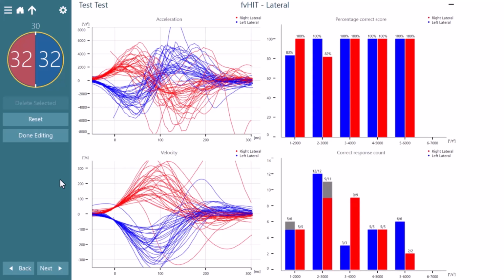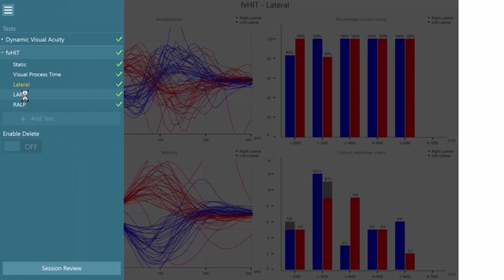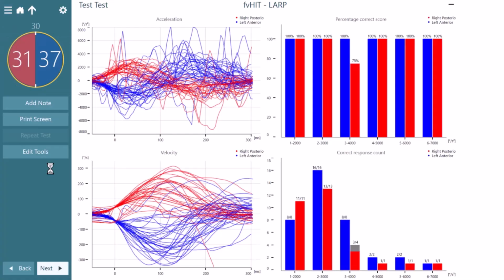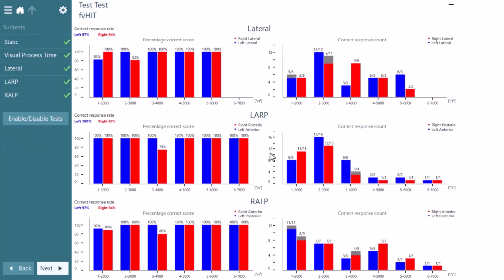So if you're ever looking to evaluate the raw head impulse data and look at how the patient performed for each head impulse, this would be the place to look. And again, you can look for lateral, LARP, and RALP. Ultimately, most of your interpretation time will be spent on this summary screen. So the summary screen has three main components that we're going to be talking about.